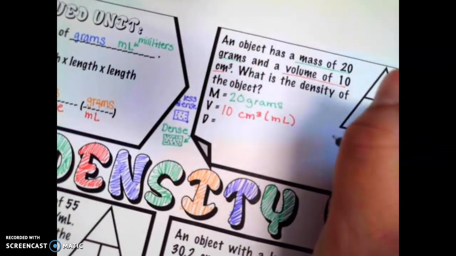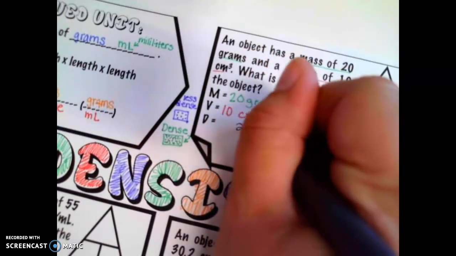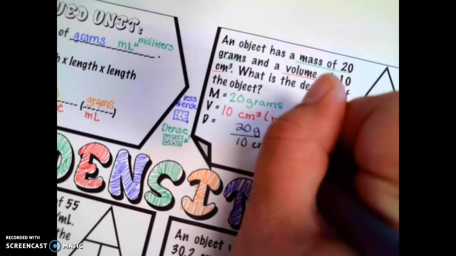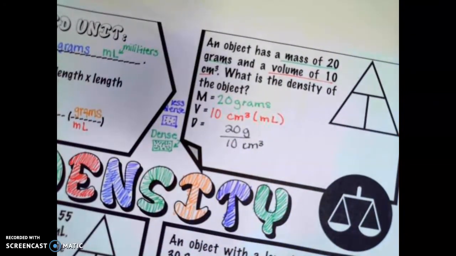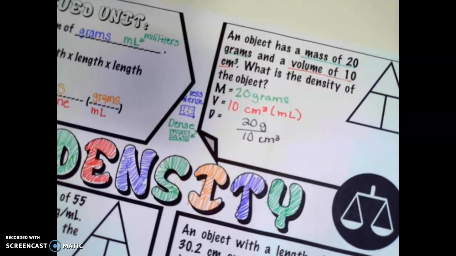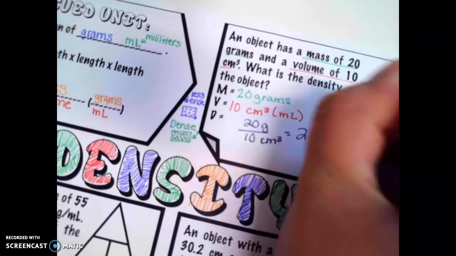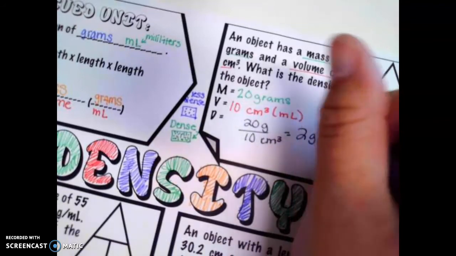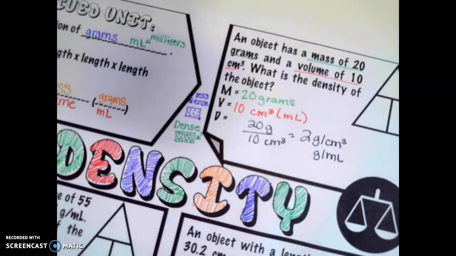And to find the density, we know that it is mass over volume, so we will take 20 grams over 10 centimeters cubed. That comes out to 2 grams per centimeter cubed. Let's make sure my math is right. Yep, I'm a genius, I knew it. 2 grams per centimeter cubed, or grams per milliliter. Okay, there's your first problem.